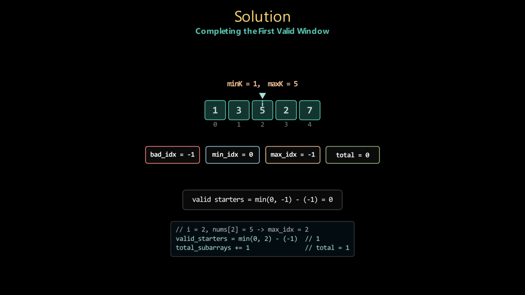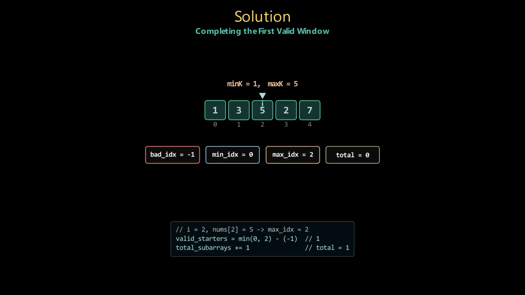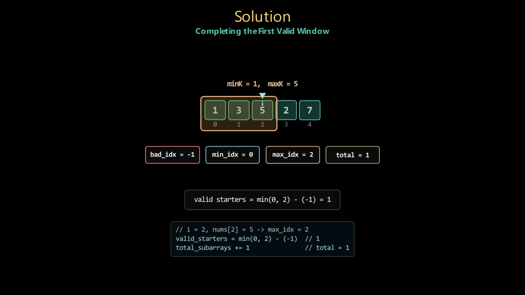At index 2, we land on our target maximum, 5. This locks maxIdx at 2. Now, our formula can find a valid intersection. The minimum of our target positions is 0. Subtracting our bad index of -1 gives us exactly 1 valid starting option, creating the subarray 1, 3, 5.